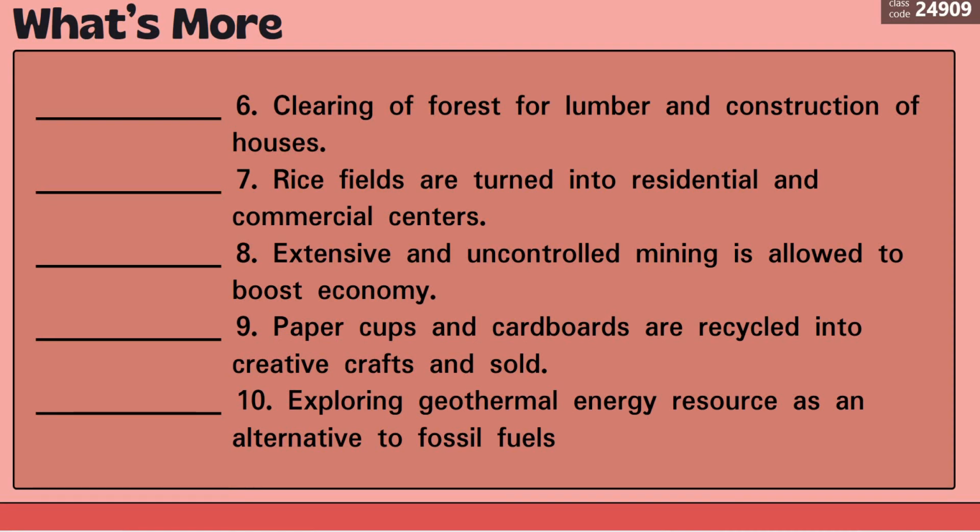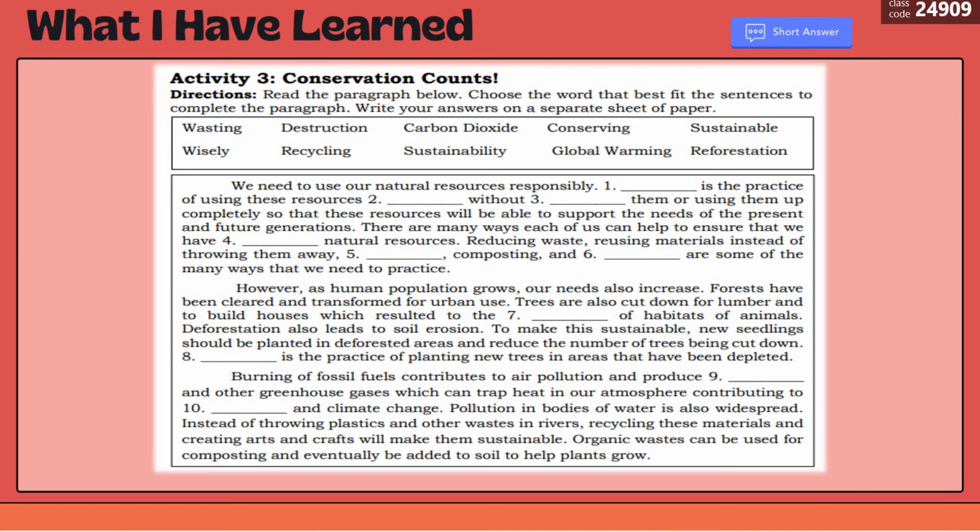Clearing of forest for lumber and construction of houses. NS. Rice fields are turned into residential and commercial centers. NS. Extensive and uncontrolled mining is allowed to boost the economy. NS. Paper cups and cardboards are recycled into paper cups and sold. S. And number 10, the last number, exploring geothermal energy resource as an alternative to fossil fuels. That's correct. Yes. So, without any question, let's have What I Have Learned.